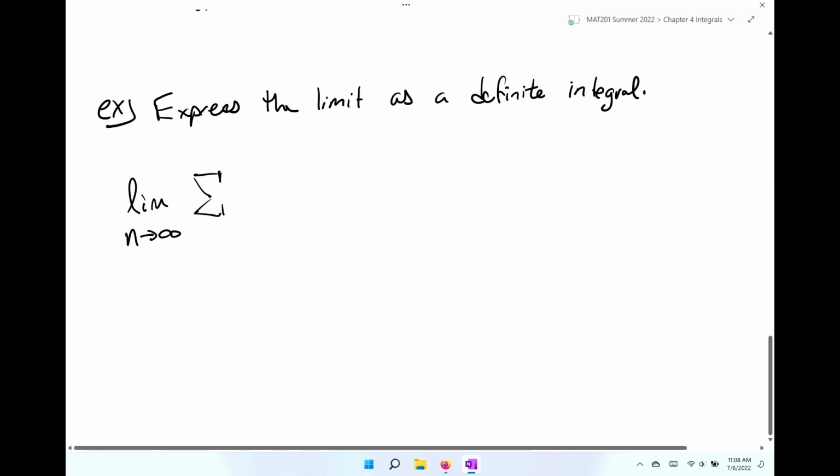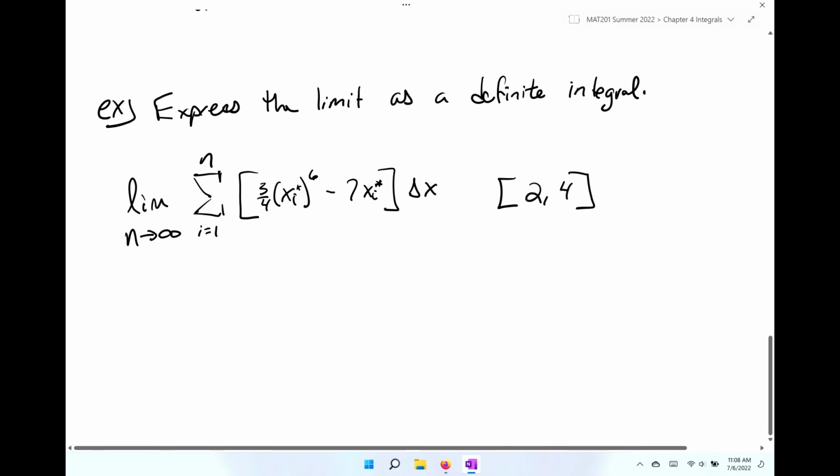So we're going to go from the limit as n goes to infinity of the sum from i equals 1 to n of 3/4 times xi star to the 6th power minus 7 xi star, times delta x, and the interval that we want is from 2 to 4.